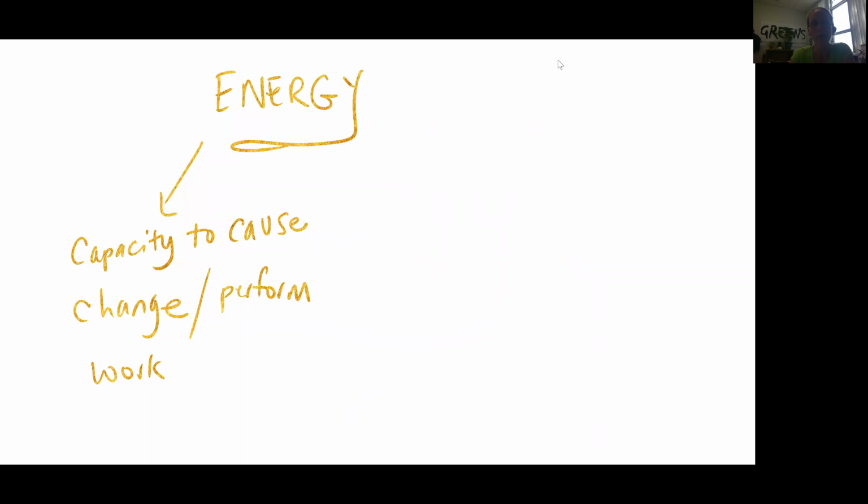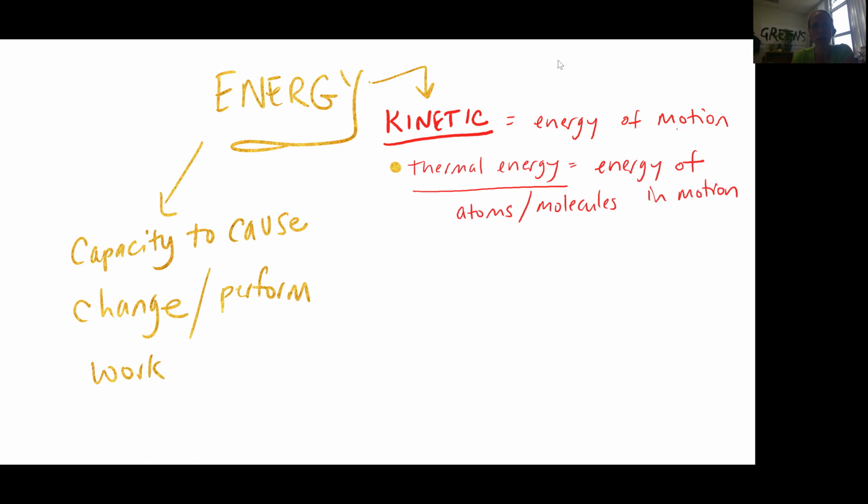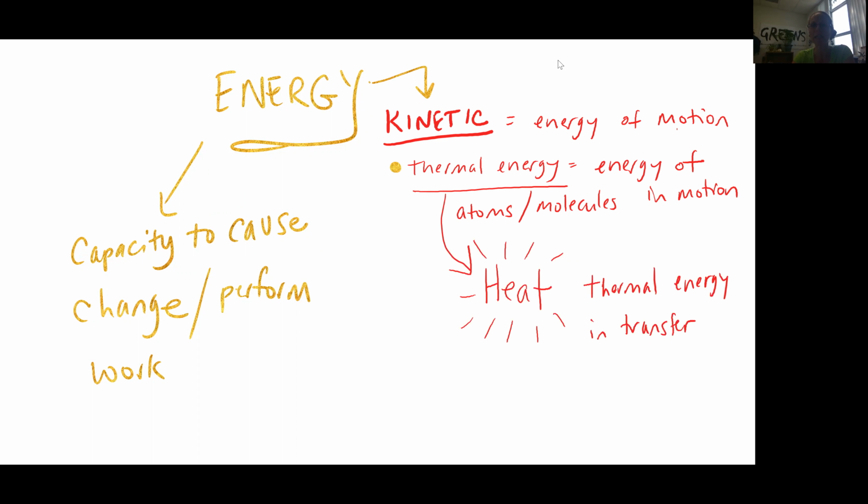When we are talking about energy then, we will see that there are two different types of energy. We have what is described as kinetic energy. This is the energy of motion or the energy of work. Thermal energy is a type of kinetic energy, and this is coming from the energy of atoms and molecules in motion. So when you heat something up, those molecules are moving faster, generating more energy. Heat then is that thermal energy in transfer.